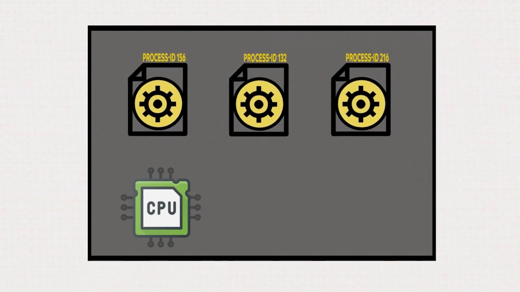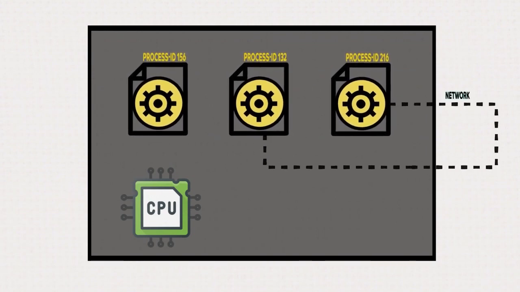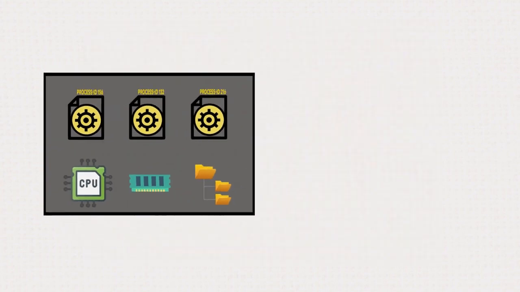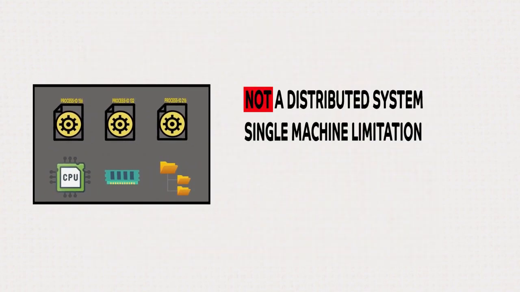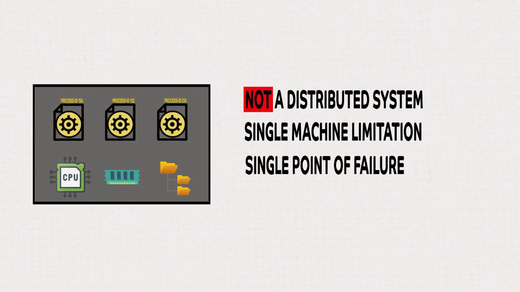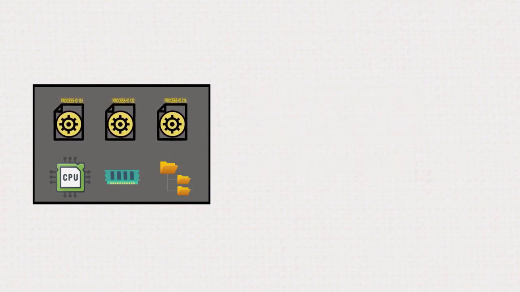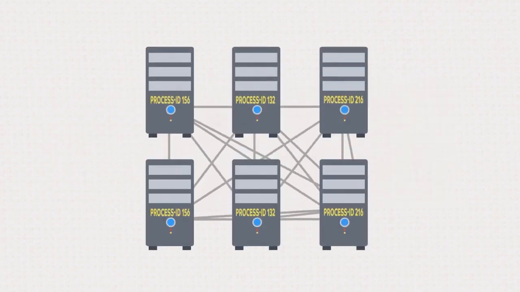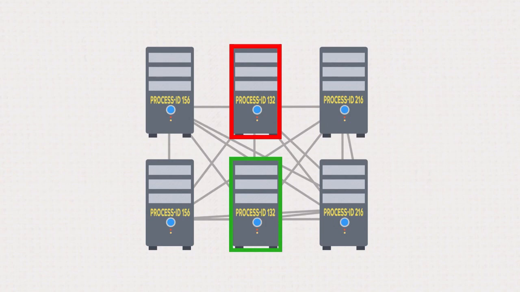Processes running on the same machine can communicate with each other through the network, the file system, or the memory. But since it's the same machine, it's not a distributed system. They cannot scale beyond the capacity of a single machine and are vulnerable to single points of failure. Now, if you can decouple and put each of the processes in different machines, they can scale horizontally, and if any machine goes down, others can take over and maintain availability of your application.